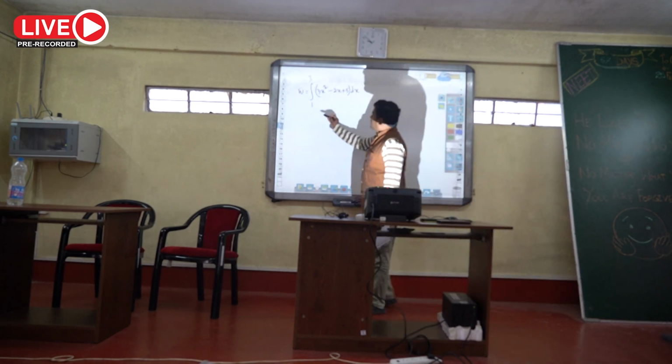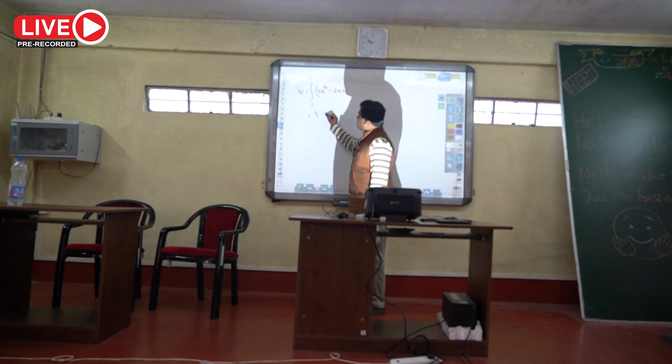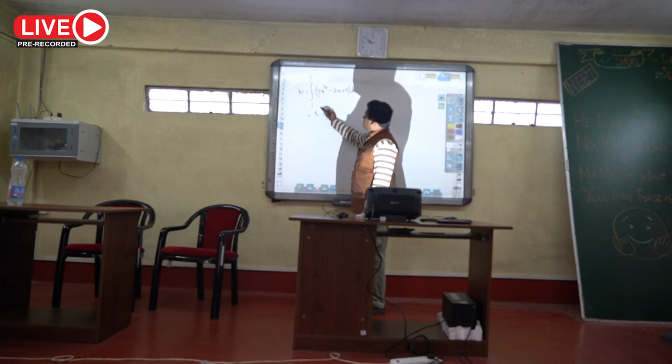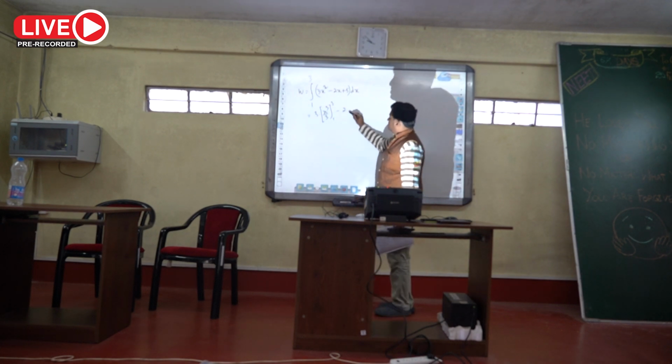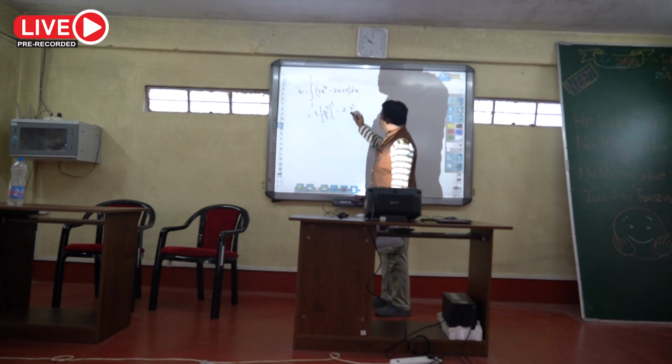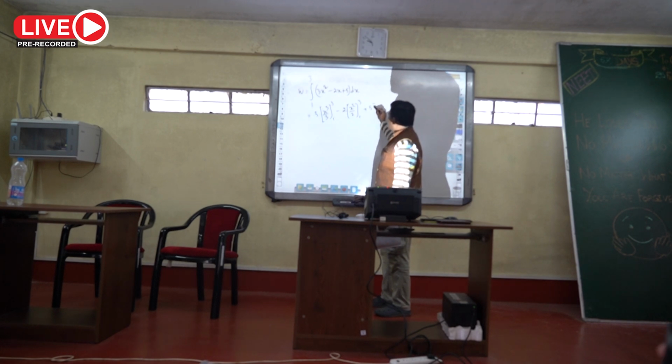First term will be 3x square. Its integration will be 3 into x cube by 3, limit is 1 to 3. Then minus 2 into x, that is x square by 2, limit is from 1 to 3, and then 5, it will be x, limit is 1 to 3.